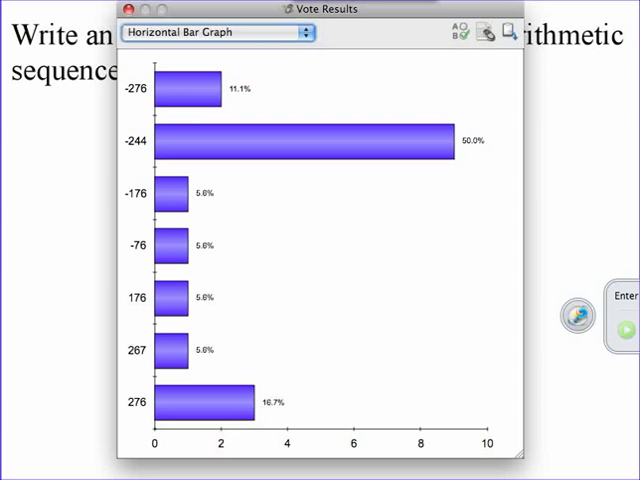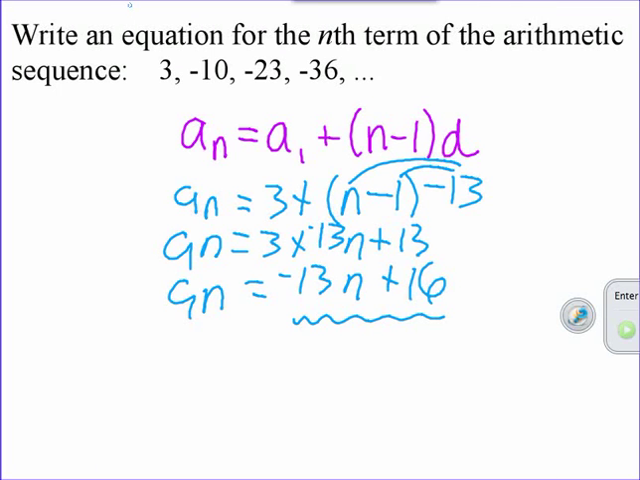See how you did. Okay, so the answer is negative 244. Good job. Okay, so now let's review again. How can I find the 20th term? You plug 20 in for n, right. So all we needed to do here is take negative 13 times 20 and then add 16. Questions?